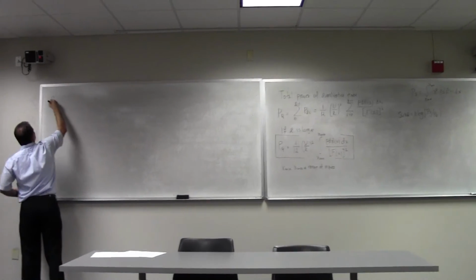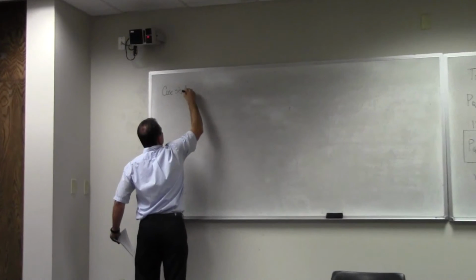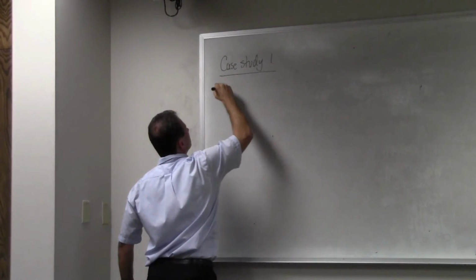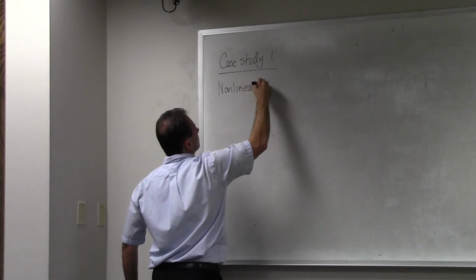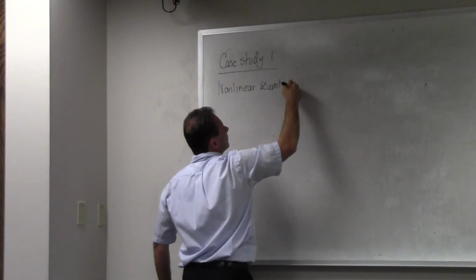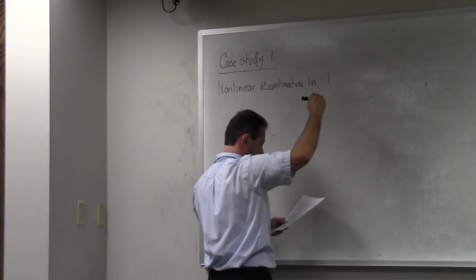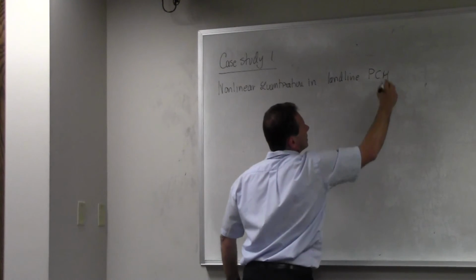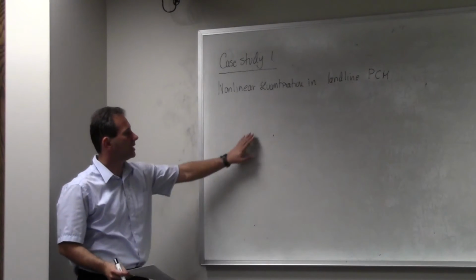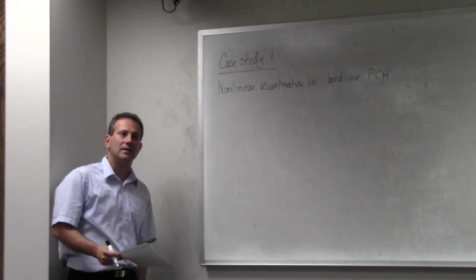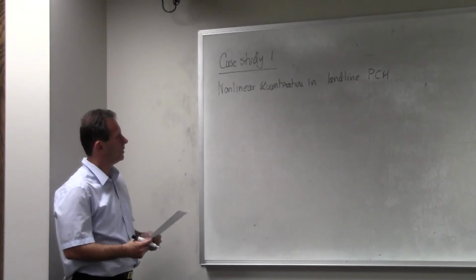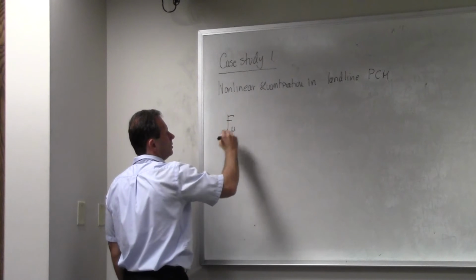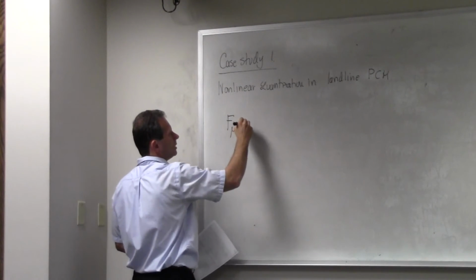So, the first case study that I'm going to look at is nonlinear quantization in landline PCM. This is how we sample and quantize voice signal in our landline telephony. What we use in landline telephony is something that's called mu compression. And in this case, your compressor has the following function.